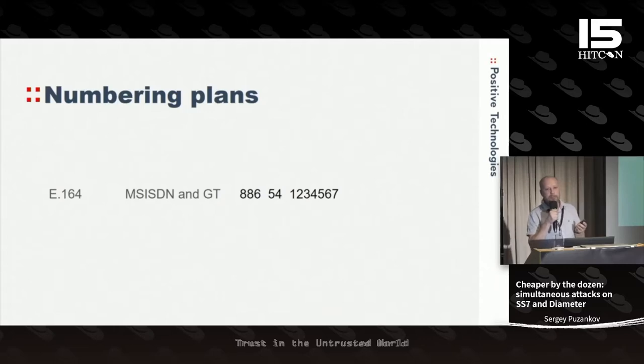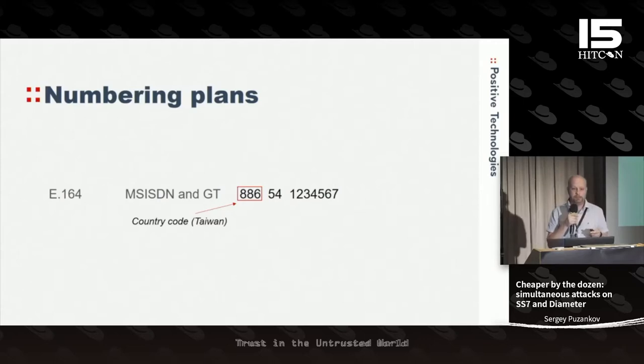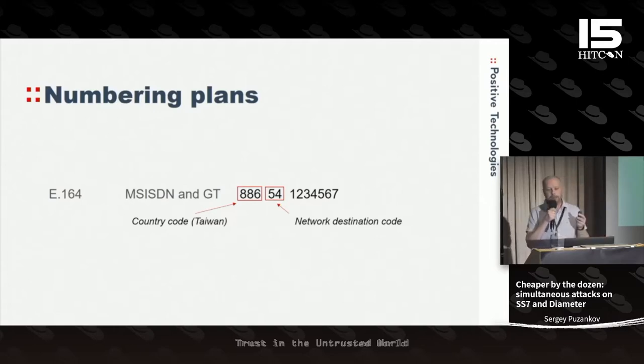Now, a couple of words about identities, just to describe how protection tools work. MSISDN and global titles. As I previously said, these two identities have a similar structure. They consist of three groups of digits. The first group defines the country. This is the country code. In this example, this is again Taiwan. The second group defines the network code within the country. And the third group of digits defines the subscriber, if this is MSISDN, or a node, if this is a global title.